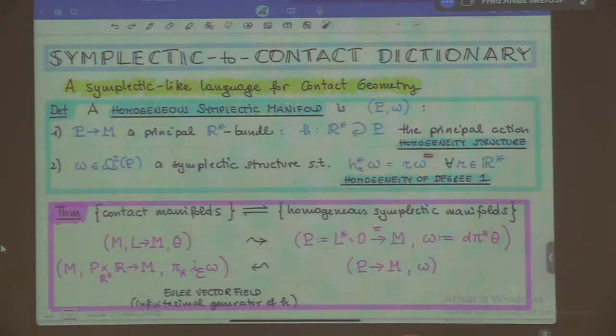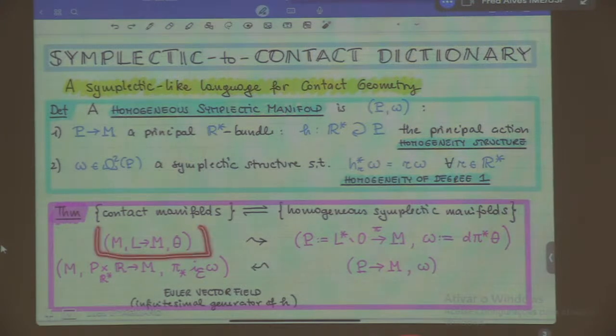Homogeneous of degree 1 means this condition. So when I take the pullback along the principal action, I get this thing. And why are these interesting for contact geometry? Because it turns out that there is an equivalence between the category of contact manifolds and contact homomorphisms on one side, and the category of homogeneous symplectic manifolds and the corresponding symplectic homomorphisms on the other. And this equivalence works in this way.